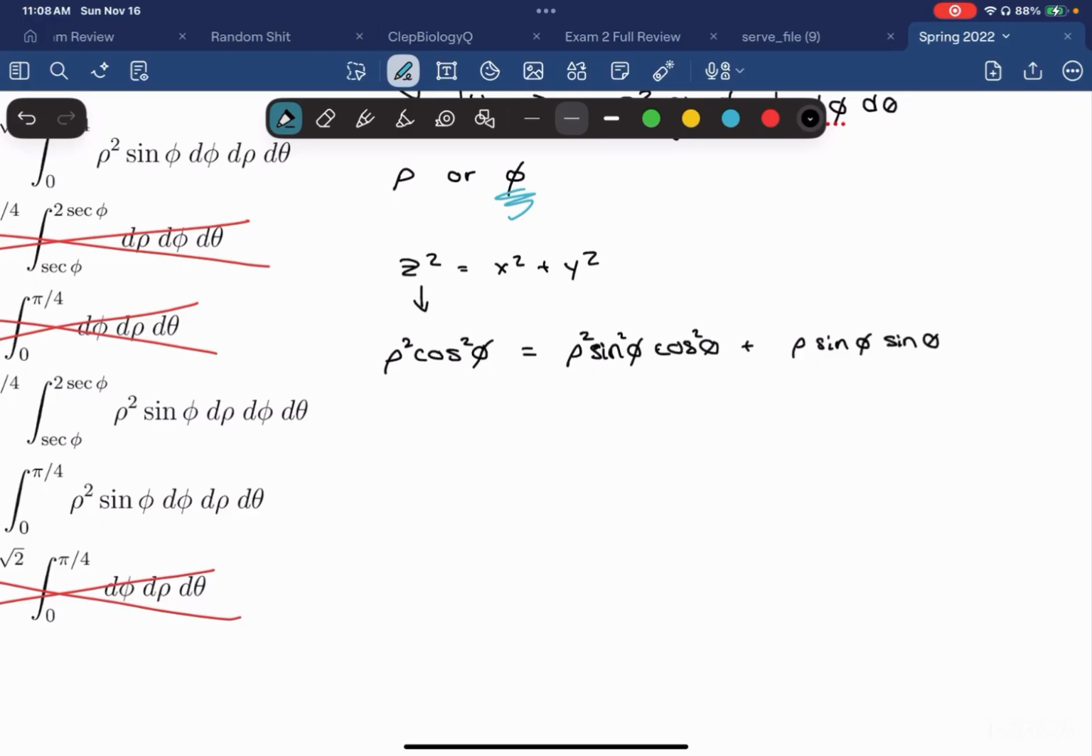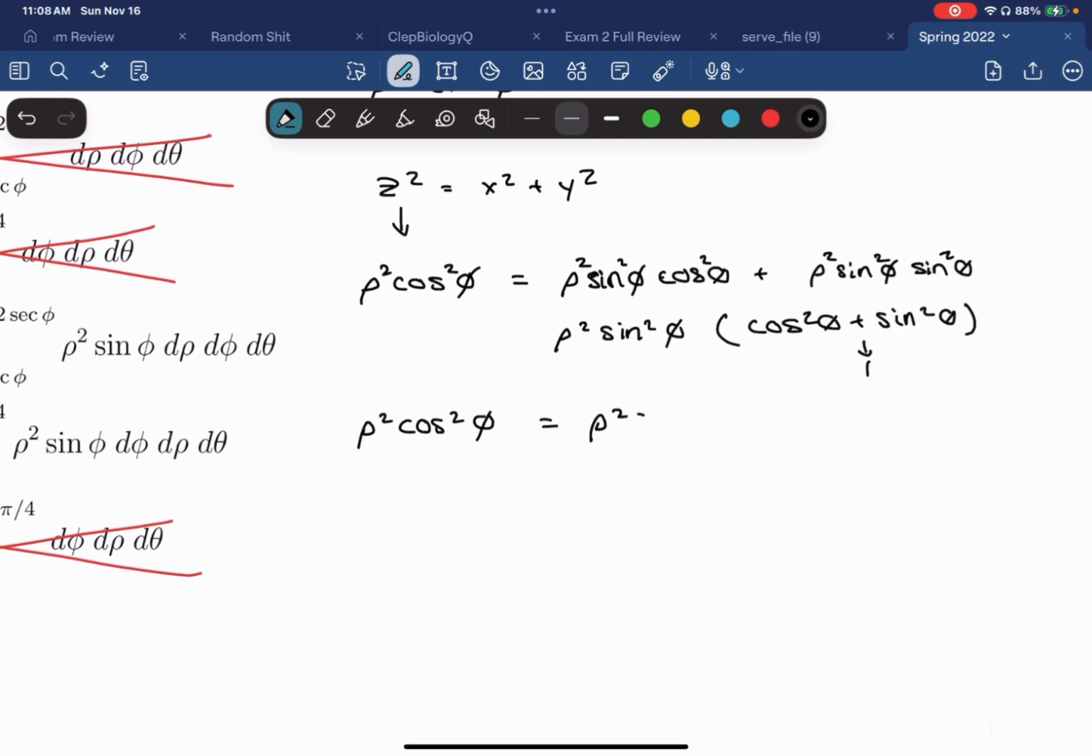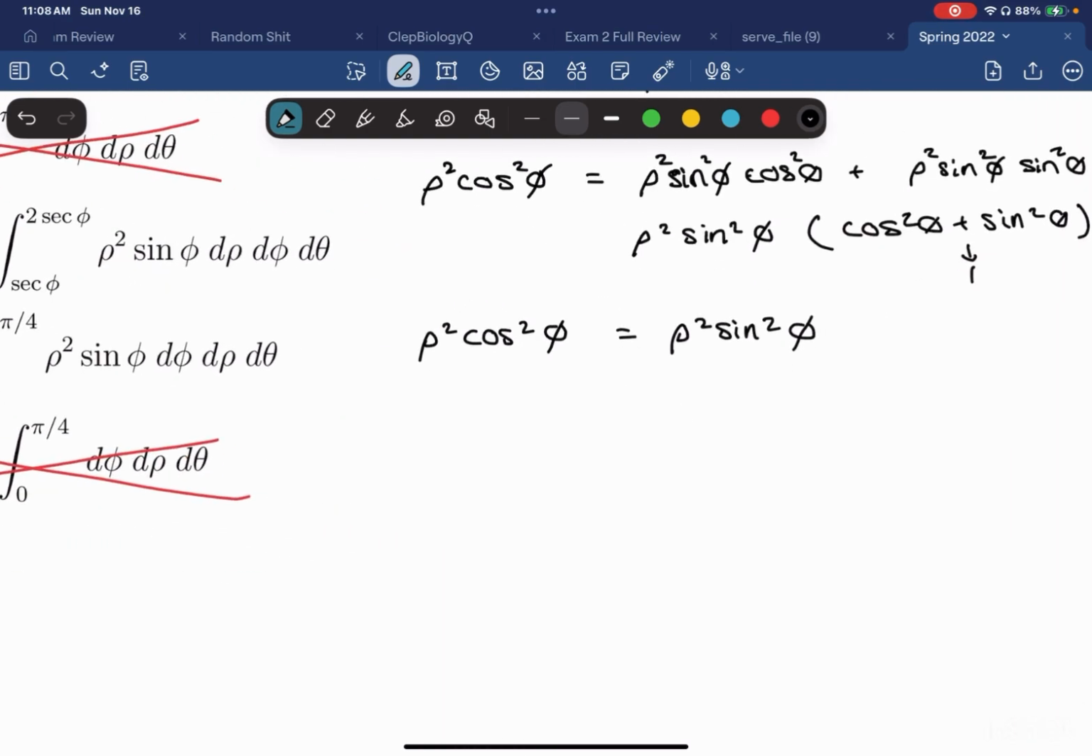So y squared is rho squared sine squared phi, and also sine squared theta. So I can factor out a rho squared sine squared of phi, and it'll be cosine squared theta plus sine squared theta. This becomes 1. So now we know that rho squared cosine squared of phi is equal to rho squared sine squared of phi. So you can cancel out your rhos.